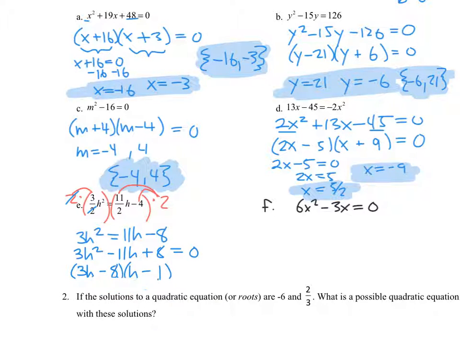Okay, so now that I've factored, I need to figure out what numbers make each factor equal to 0. So 3h minus 8 equals 0, 3h equals 8, h equals 8 over 3. And then h equals positive 1 would be the other solution.